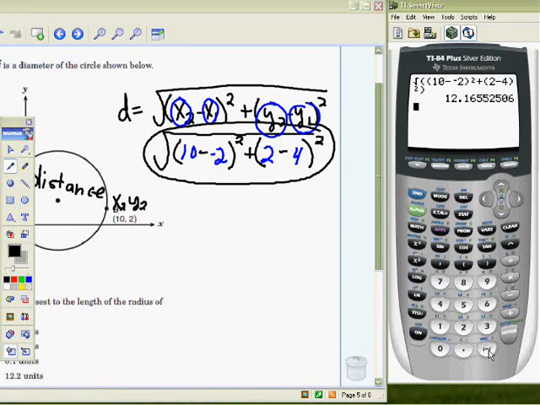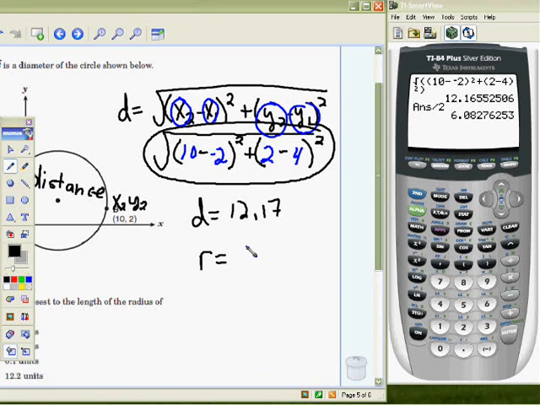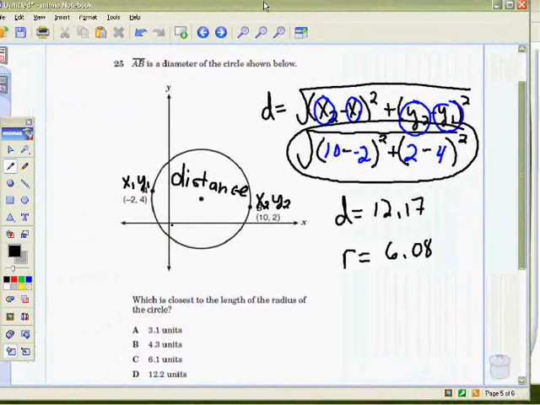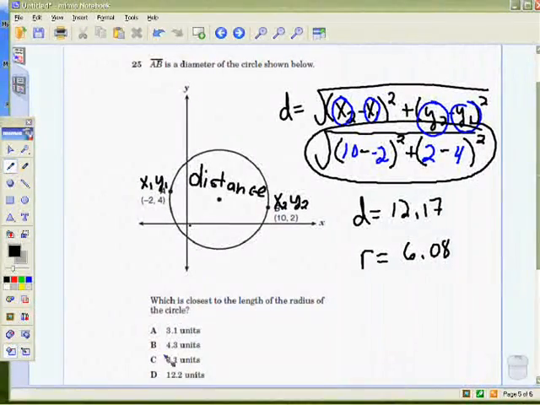Enter. That's the distance. So the distance is 12.17 or so, just rounded, but I don't want the distance. That's the diameter. I want the radius. So I must divide that by 2. And I get the radius is equal to 6.08, which, as we see, rounds to 6.1. The answer is C.